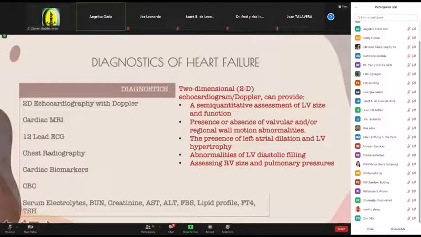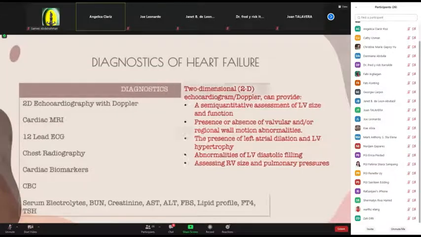So the echo, mabibigyan niya sa atin yung presence or absence ng mga valvular diseases, regional wall motion abnormalities, yung ating left ventricular size and function, kung may hypertrophy, may problema sa LV diastolic filling, yung size ng right ventricle.